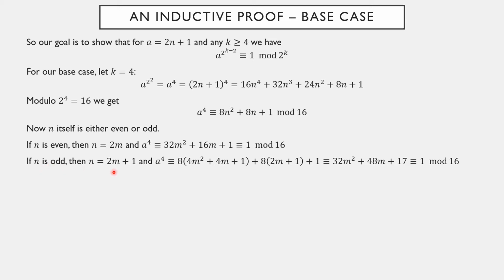But if n is odd, I can just write n as 2m plus 1, plug it in here, expand this whole thing out. This is divisible by 16, this is divisible by 16, and this is equivalent to 1 modulo 16. So whether n was even or odd, a to the fourth was equivalent to 1 modulo 16. So for any odd number a, a to the 2 to the 4 minus 2 is equivalent to 1 mod 2 to the 4. There's our base case. When k is equal to 4, our original claim holds true for any odd number a.